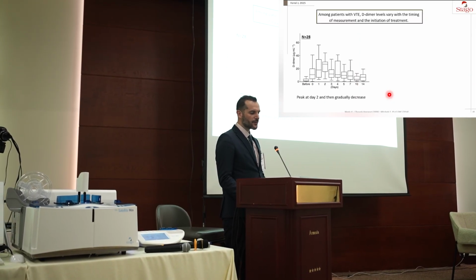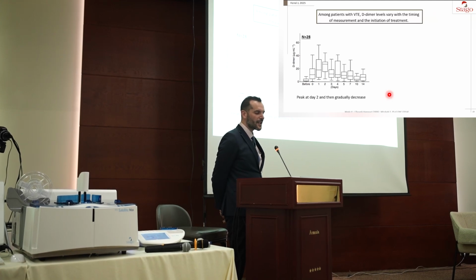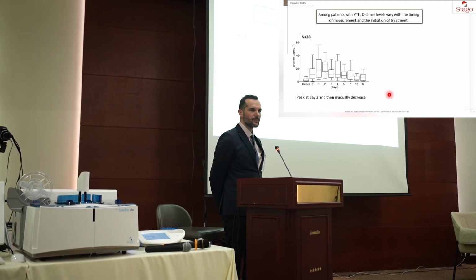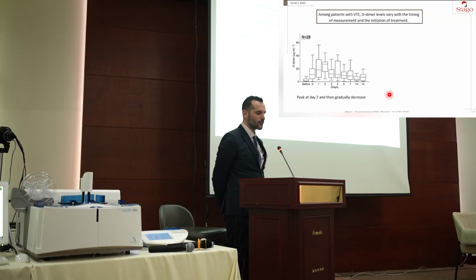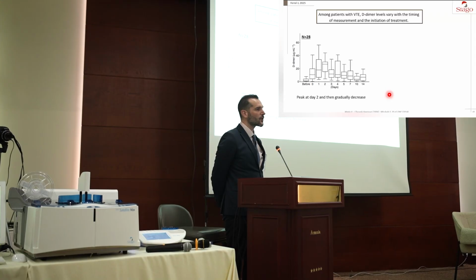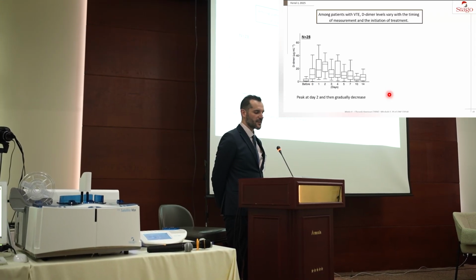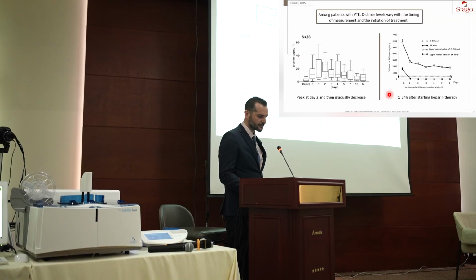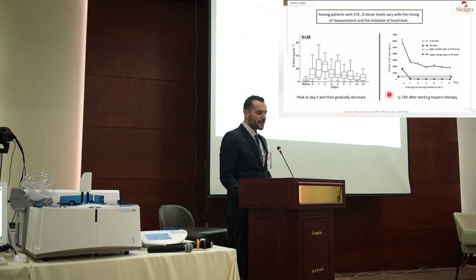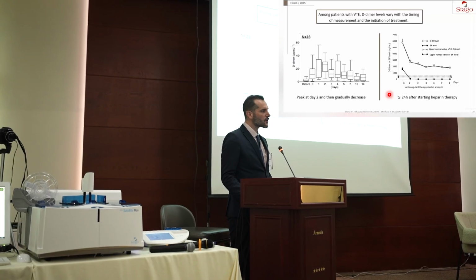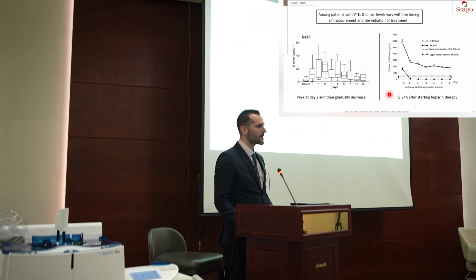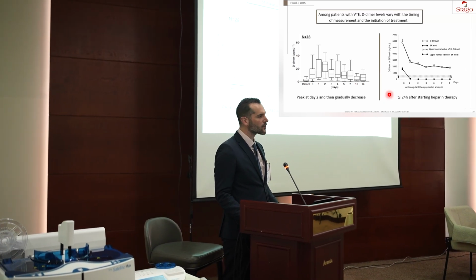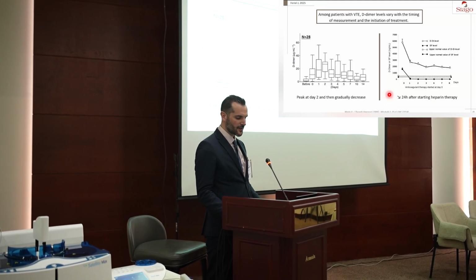Then, among patients with VTE, D-dimer levels vary with the timing of measurement and the initiation of treatment. Typically, there is a peak of D-dimer levels at day 2, and this level will gradually decrease until losing its diagnostic potential approximately 1 week after symptom onset. There is also a decrease of D-dimers in patients with acute VTE approximately 24 hours after starting heparin therapy. Depending on the publication, this reduction has been estimated between 25 and 50%.